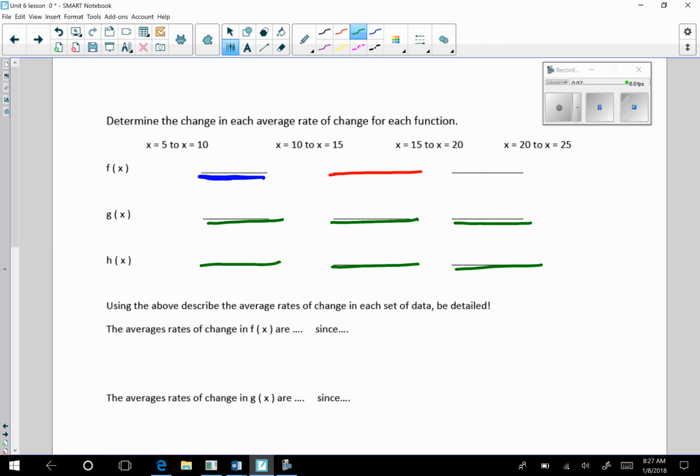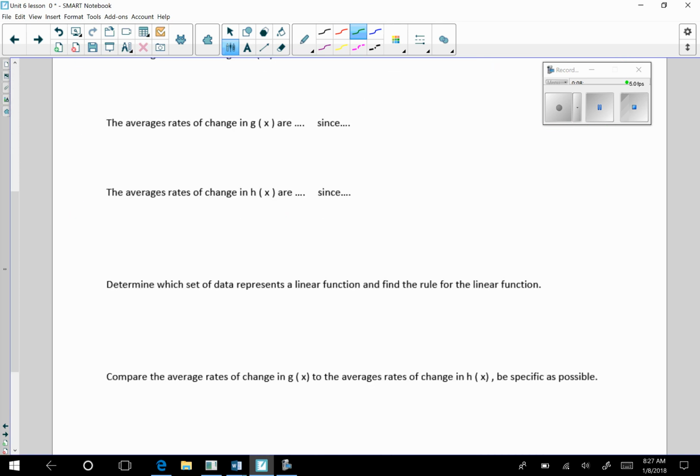So you're going to look at the average rate of change in F, and you're going to say something about them. And the reason is going to be given in this table right here. So these reasons, you're going to look up here for the reasons for a description of the average rates of change in F, the average rates of change in G, and the average rates of change in H.